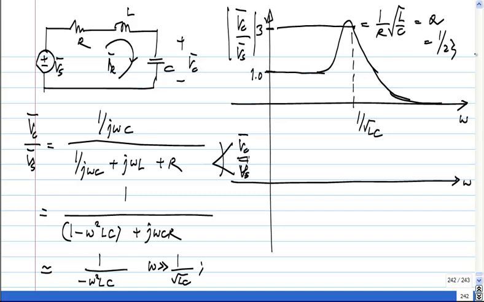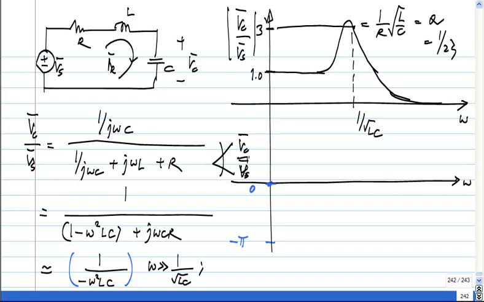Now quickly, what is the phase at very low frequencies? 0, right? And very high frequencies? So this is just to see where it changes from and where it changes to. What is it at very low frequencies? 0. Very high frequencies? Why? What is the phase of this? Pi.